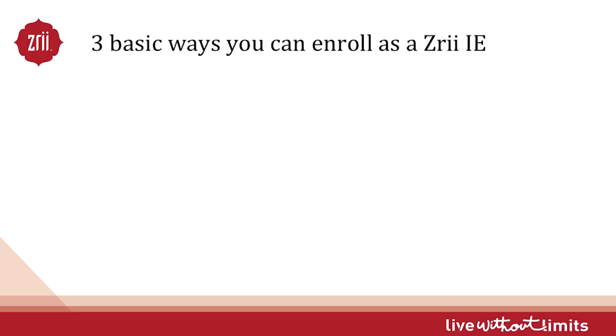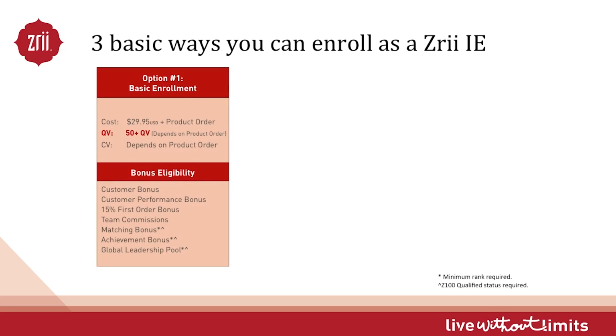Let's start at the very beginning by talking about the three basic ways you can enroll as a Zrii independent executive. The option that you choose to enroll with, as well as the volume you accumulate through personal orders in your first 28 days, can influence the bonuses available to you. There are three basic ways you can enroll as a Zrii independent executive. They are option number 1, basic enrollment.